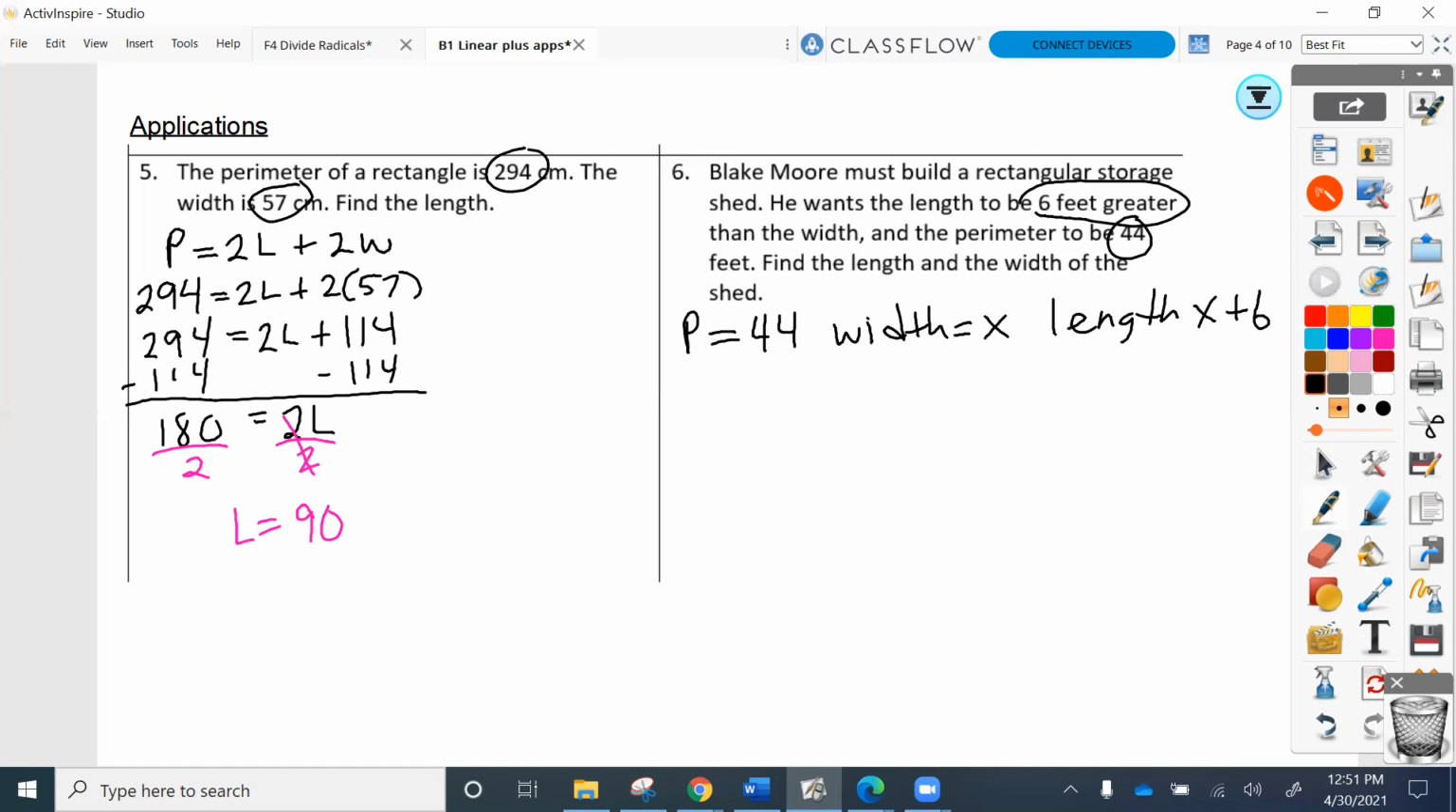Okay, so let's use our perimeter formula again. Perimeter is 2 times the length plus 2 times the width. So we know the perimeter is 44. And we know that the length is X plus 6. And the width is just X.